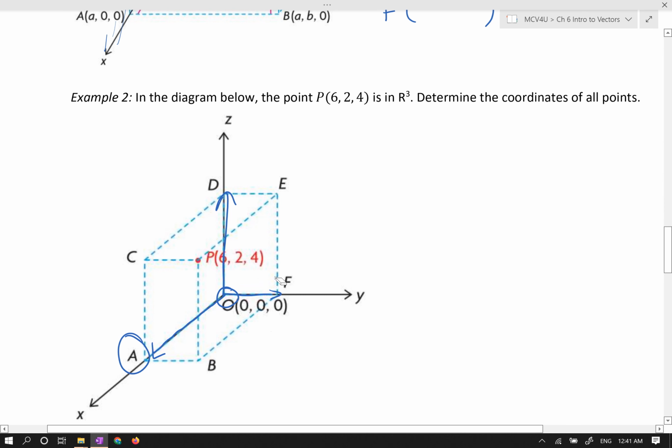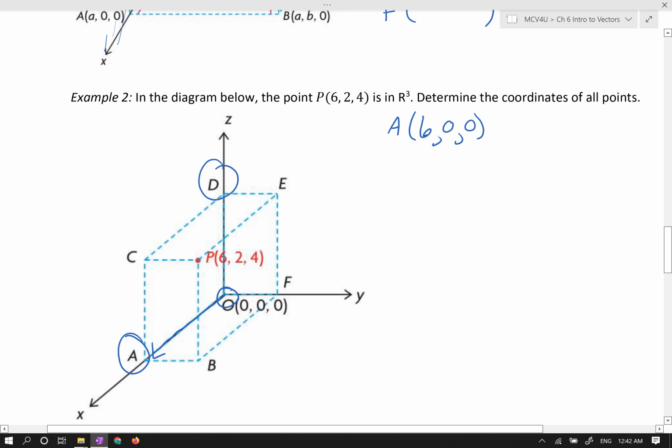So, if that's the case, we'll work with point A first. Point A moves in only one direction. It moves in the x direction. How do I know that? Because it's along my x-axis. So if it moves in my x direction, point P has the x coordinate 6, then point A will be found at 6, 0, 0. Good job, us.